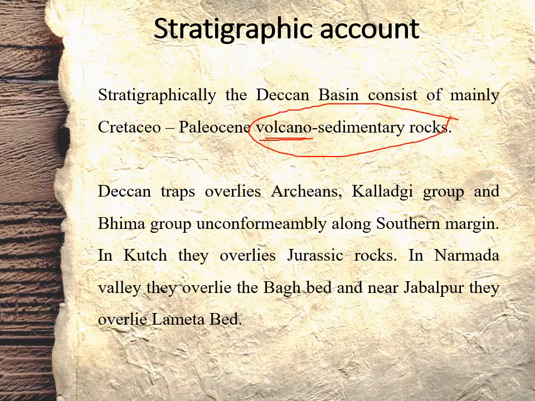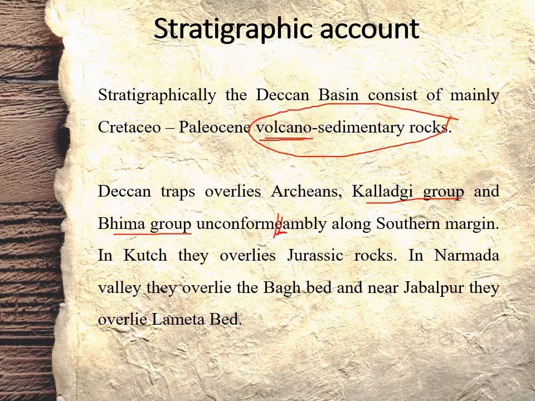Now, stratigraphically, these Deccan Trap lavas are found to occur in different areas of peninsular India above different kinds of rocks. In southern India, the Deccan Trap is found to overlie the Archean rocks of the Kaladgi group, the Bhima group. Obviously, there is an unconformable overlying. And pardon me, there is a spelling mistake. This E is not supposed to be there.